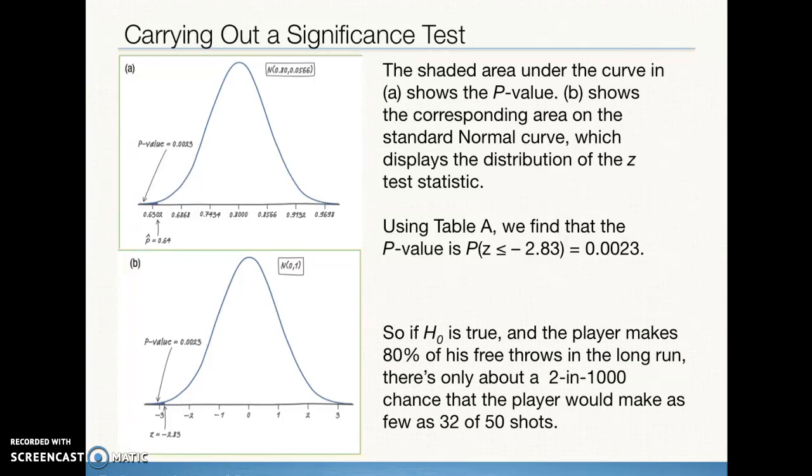Just a reminder that we can find the p-value either from table A or from normal CDF with our lower bound and upper bound, and we can find it either with the original information from the question, or once we have the z-score, we can use it using the standard normal curve. Anyhow, if the null hypothesis is true and the player truly has an 80% success rate on his free throws in the long run, then there's only about a chance of 2 in 1,000, 0.2%, that he would make as few as 32 out of a sample size of 50 shots.